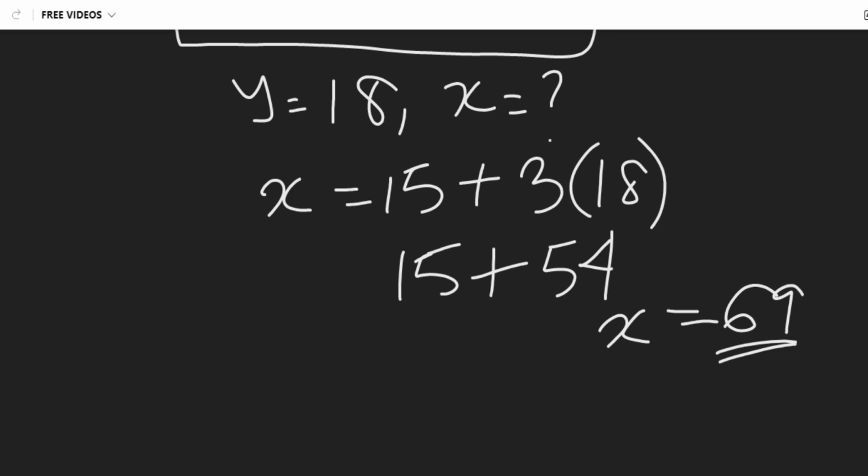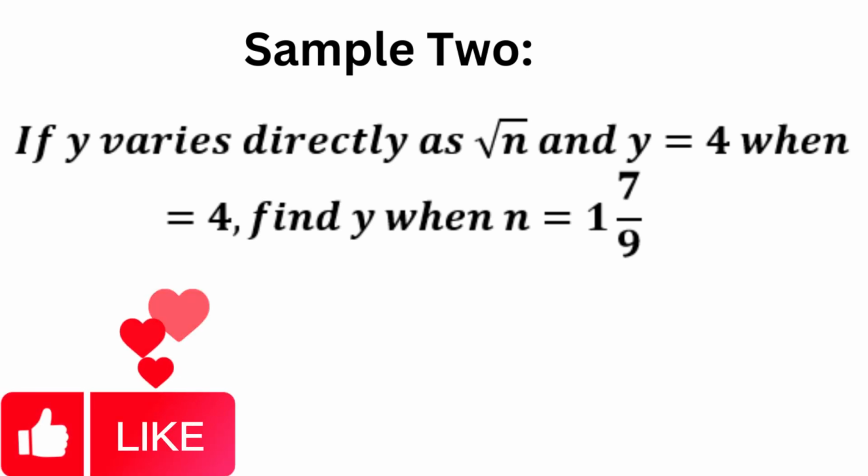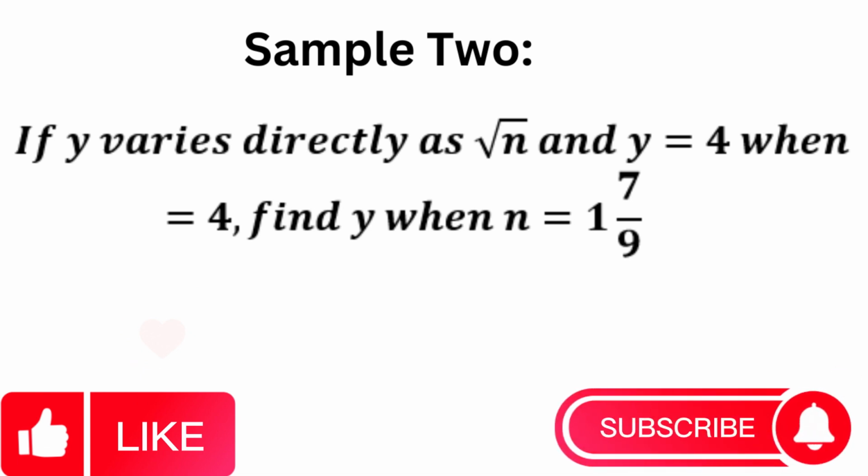And what is the question we're going to look at this time around? This question this time around is going to be on direct variation. Now, the question says, if y varies directly as the square root of n and y is equal to 4 when n is equal to 4, find y when n is equal to 1 whole number 7 over 9. Now, let's try this question.